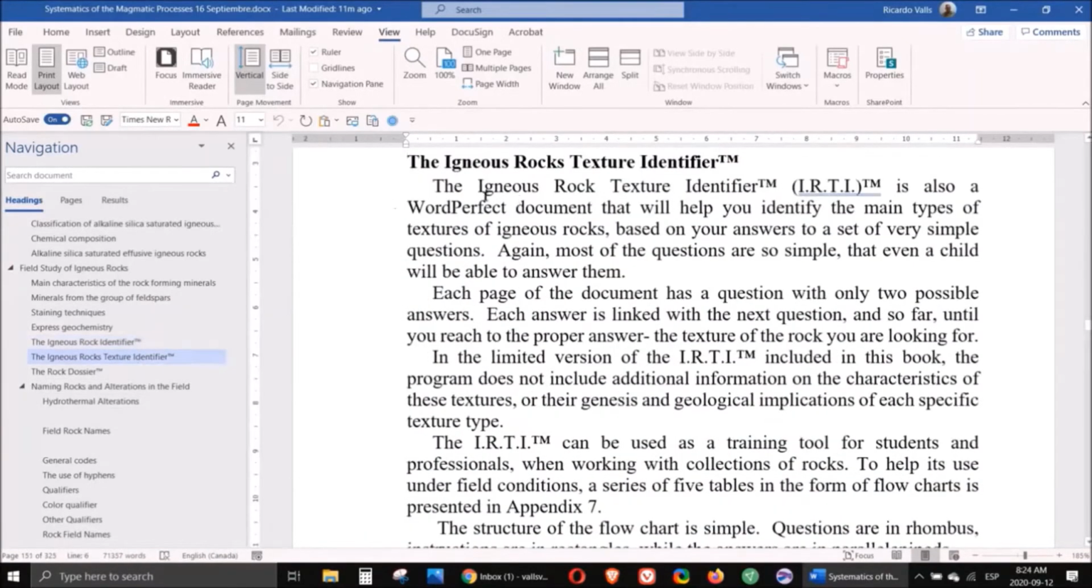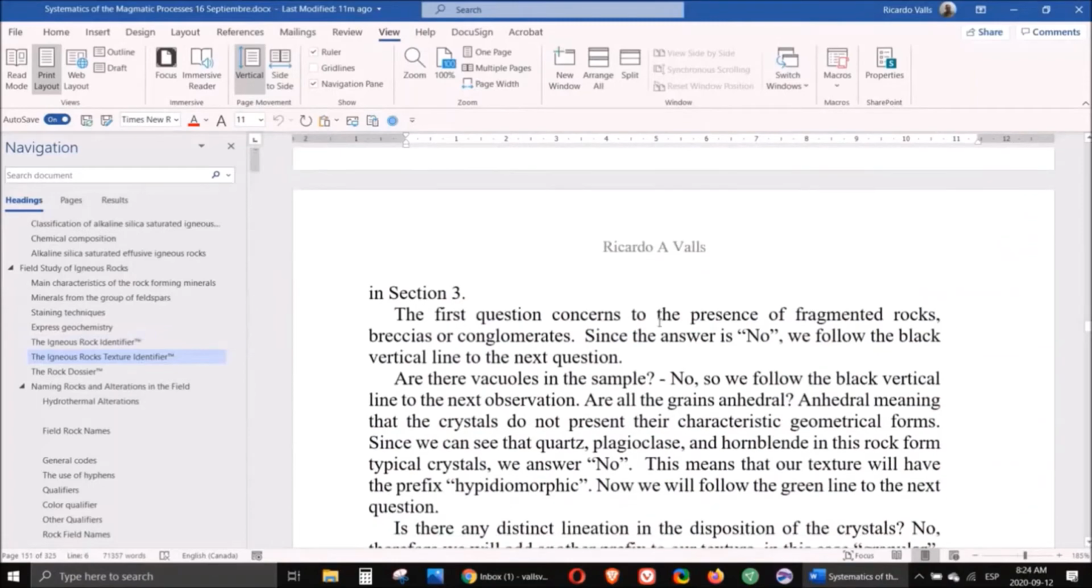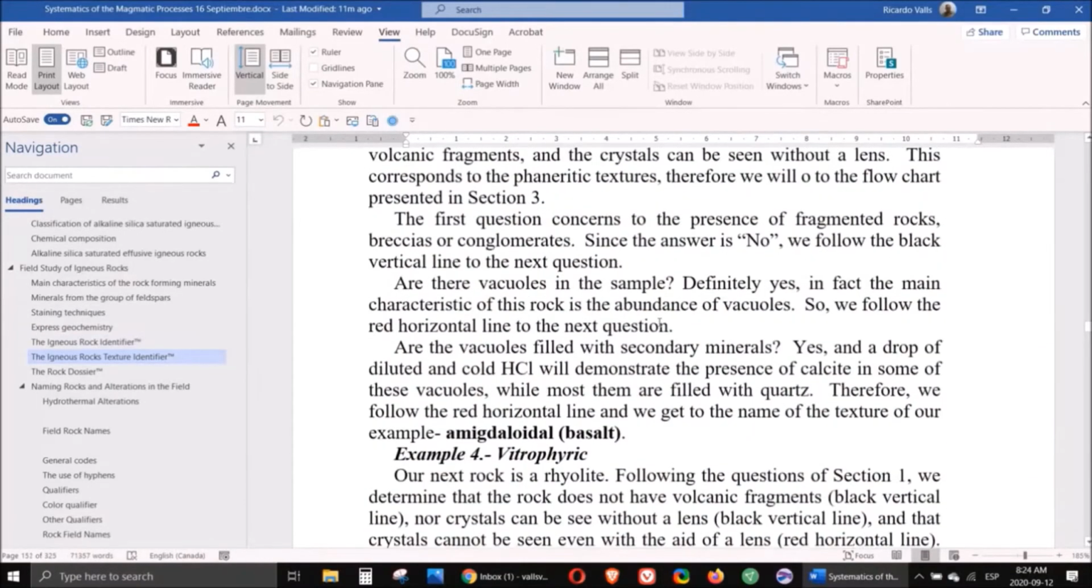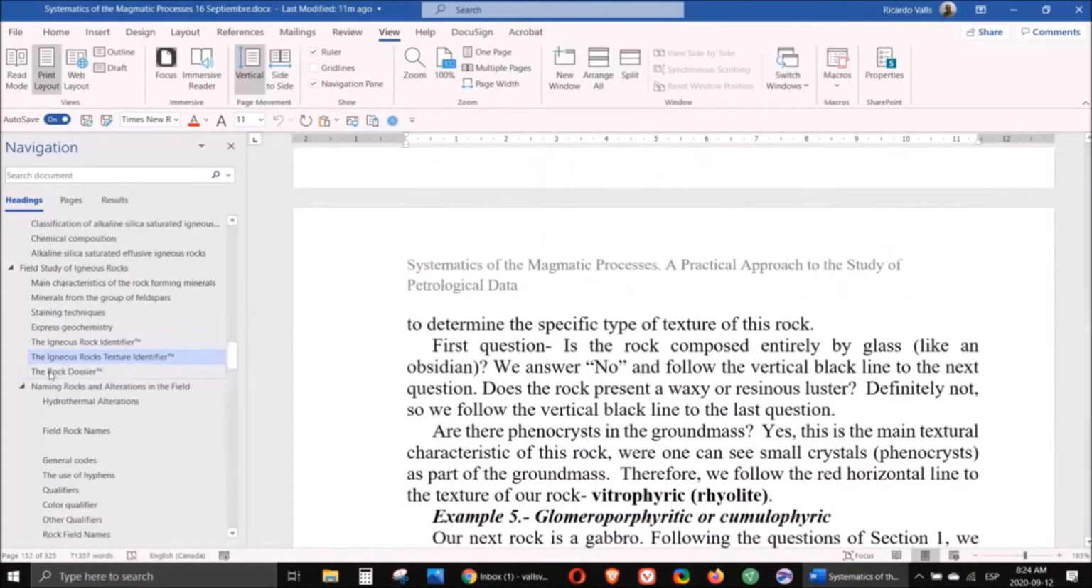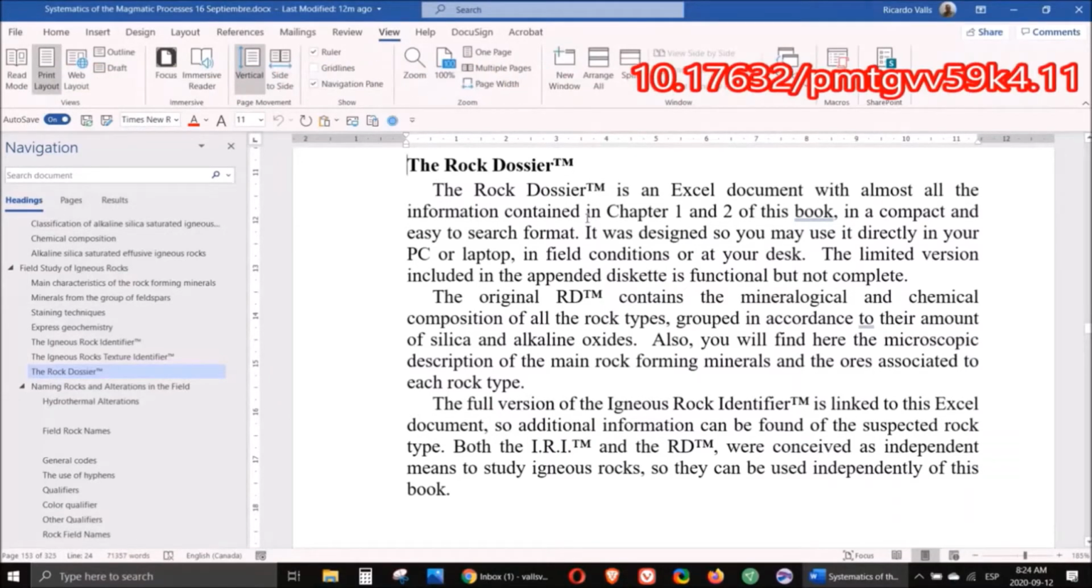As I mentioned before, there is a similar flowchart to identify the textures of every type of rocks. And finally, there is a document called the Rock Dossier, which is an Excel document that contains almost all the information of chapters 1 or 2 of this book. All this documentation will be saved on the Mendeley, so you can access, download it, and use it as you need.